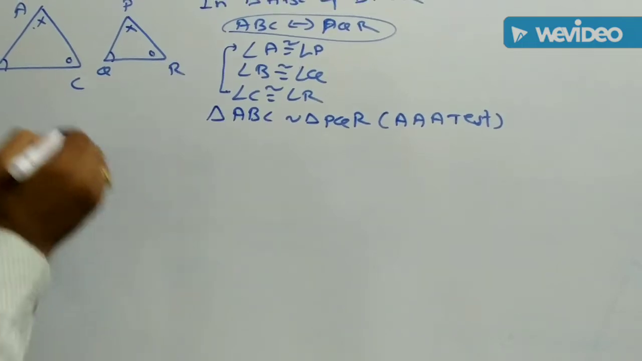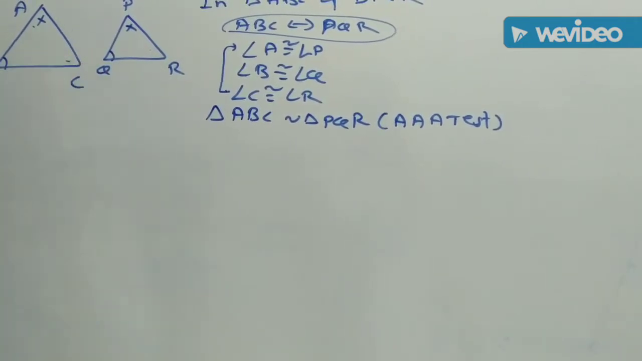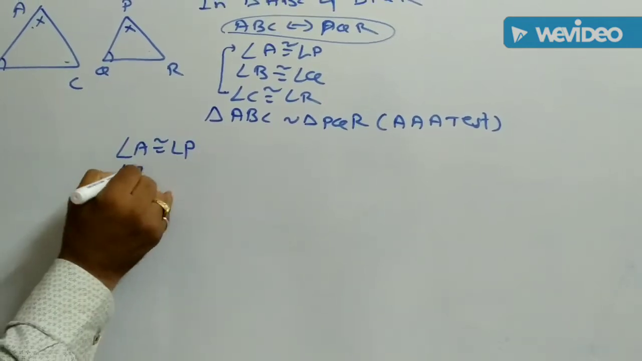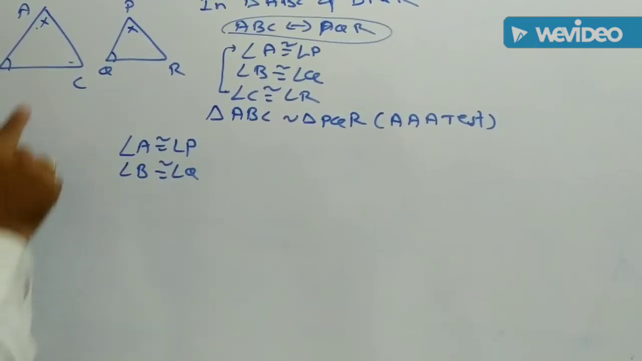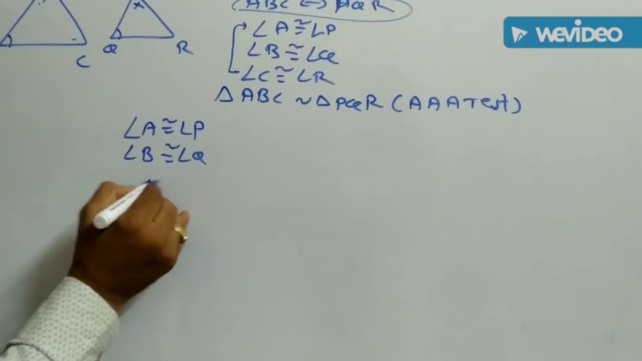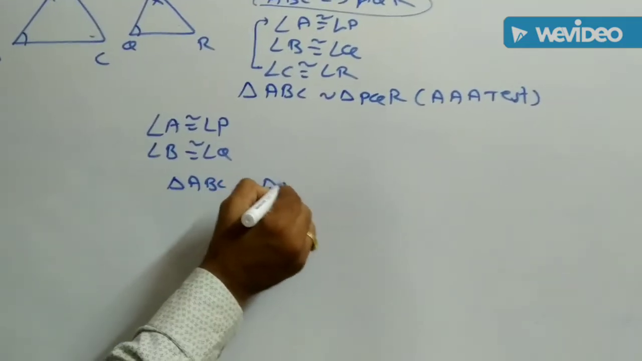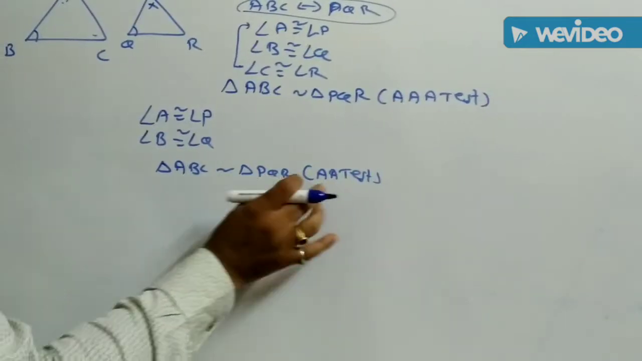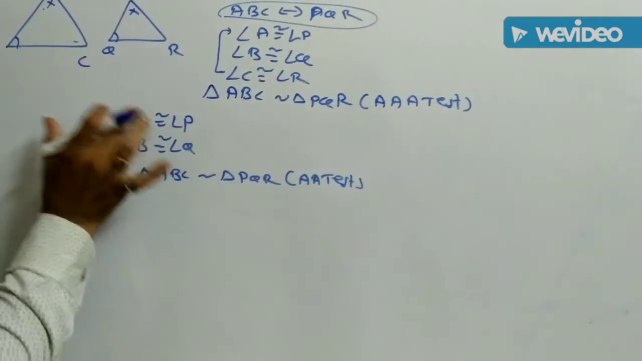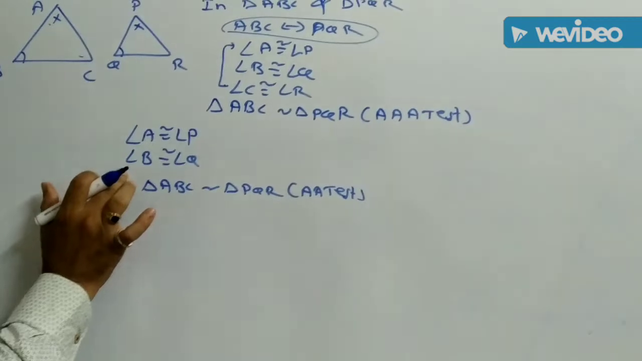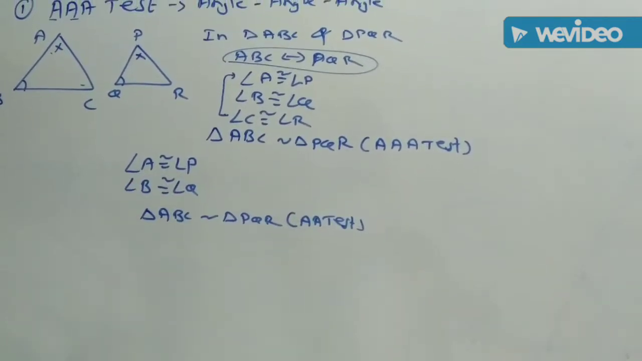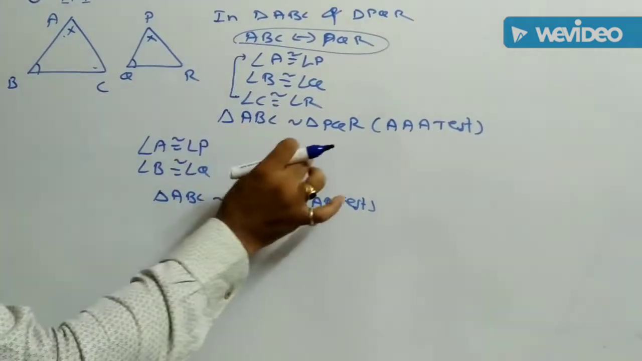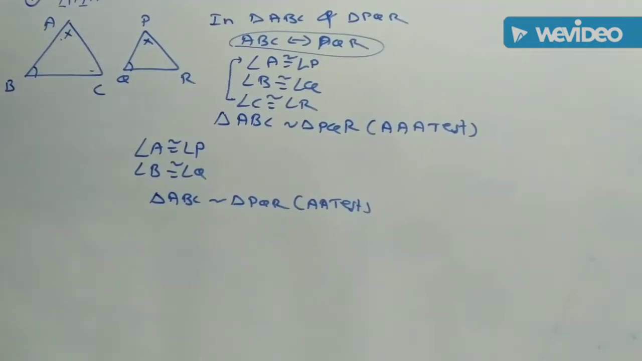And suppose only two angles are congruent, that is angle A congruent to angle P and angle B congruent to angle Q, or C congruent to R, then both the triangles are similar by the AA test. That means in the similarity test, if two corresponding angles are congruent, the test is the AA test. If all three angles are congruent, then the test is the AAA test.